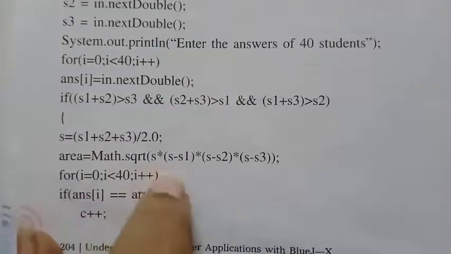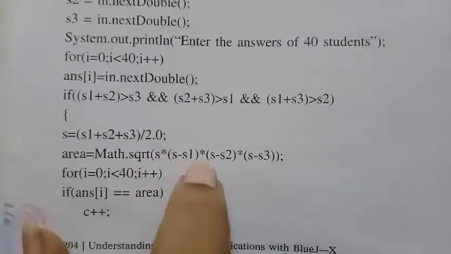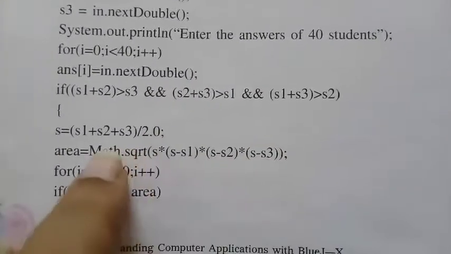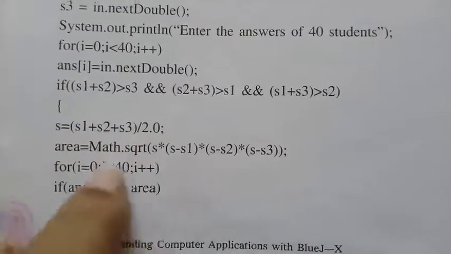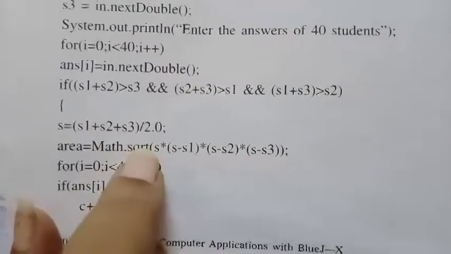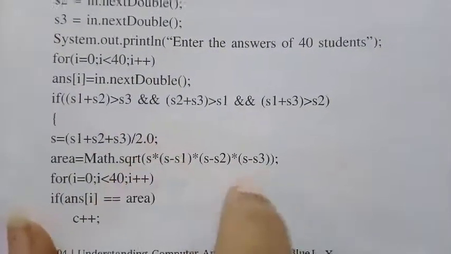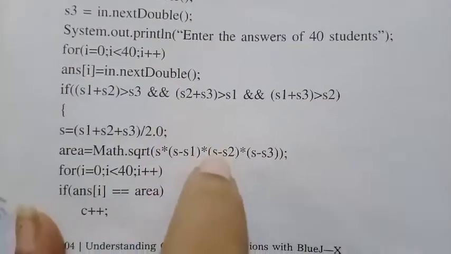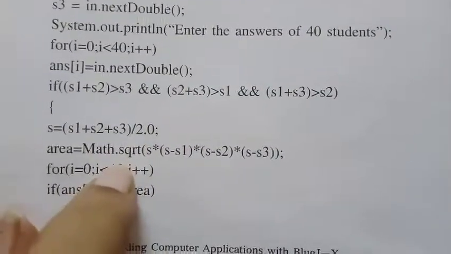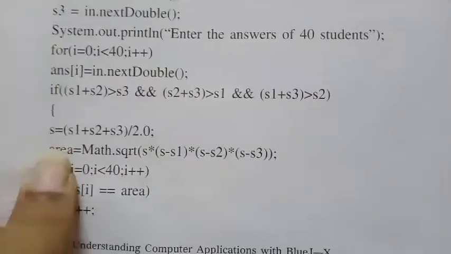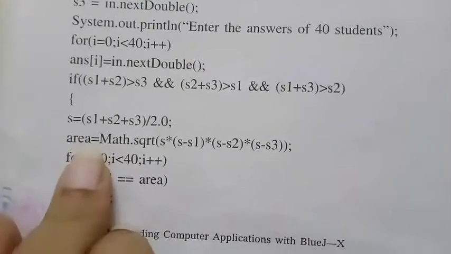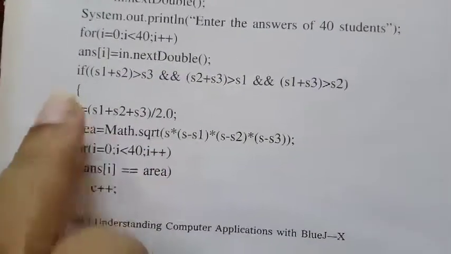Then area is equal to the square root of s into (s minus s1) into (s minus s2) into (s minus s3). This is your area formula, and to find the square root we use the mathematical function Math.sqrt. Once the product is calculated, you get one value, its square root is found, and that is saved in area, which is your scalene triangle's area.